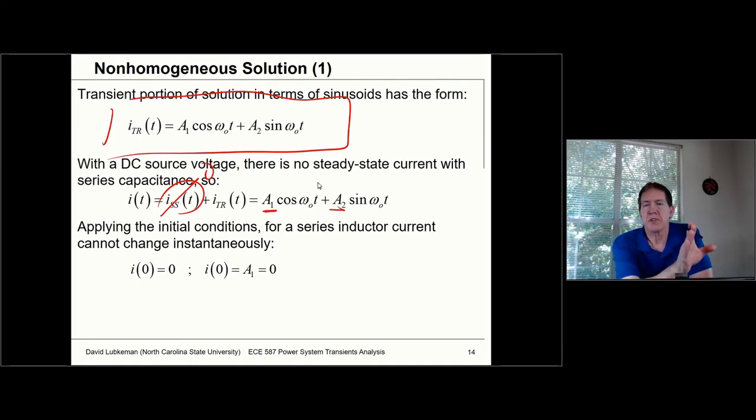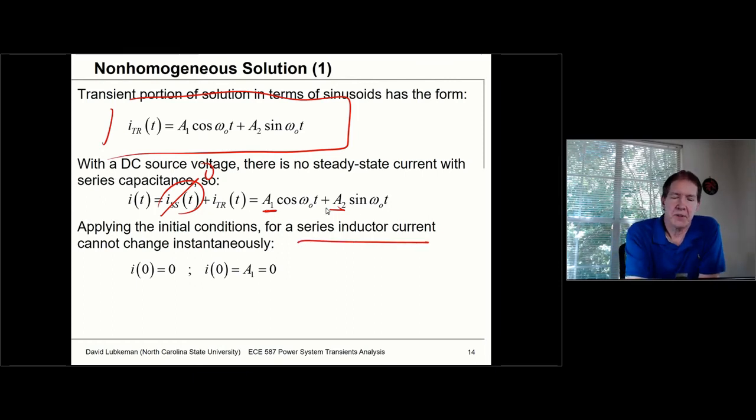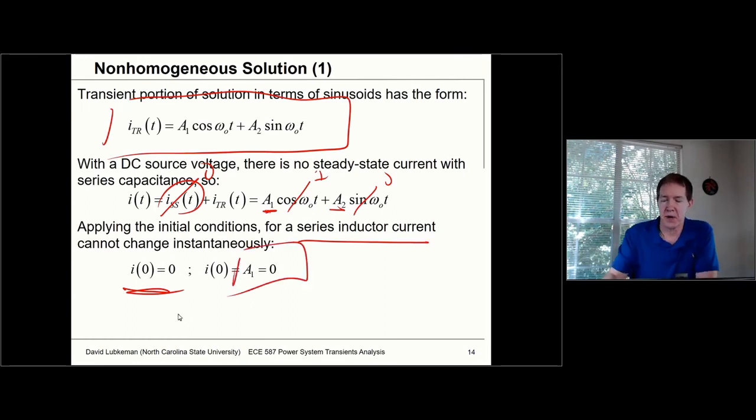We've got two initial conditions to apply, and we're going to do this one by one. For the series inductor in the circuit, since that current cannot change instantaneously, the initial value of the current is equal to 0. So at time equals 0, we know the total current is equal to 0. If I plug in time equal to 0, the cosine term goes to 1 and the sine term goes to 0. This means i at time equals 0 is just equal to a1, which is equal to 0. So a1 is equal to 0, and that term drops out.